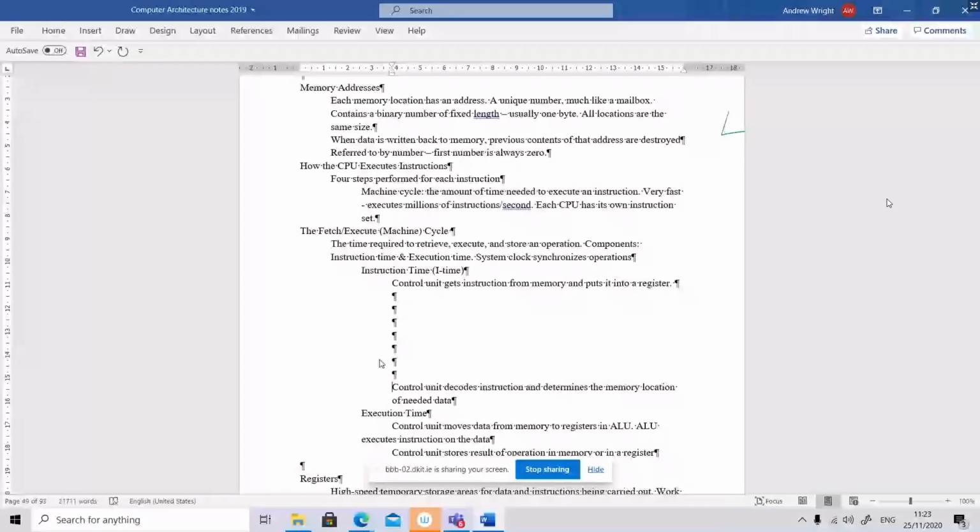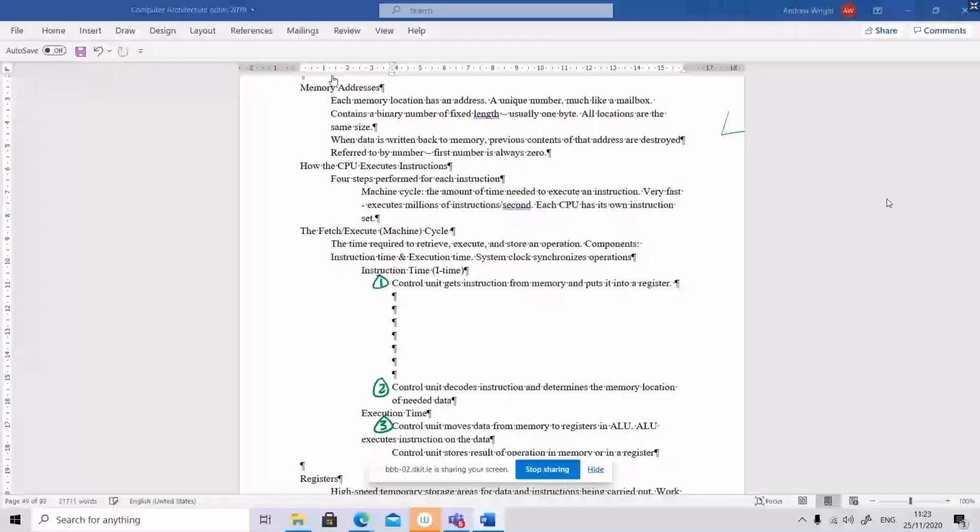Okay, so the next thing is how does this work? The powers that be, if you like, have come up with a broad brush approach and called it the fetch execute cycle. This just gives you a little bit of an idea how the computer actually takes an instruction and processes it. It's been given four stages: 2 in instruction time, and 2 in execution time. So there's 4 of these: 1, 2, 3, 4.